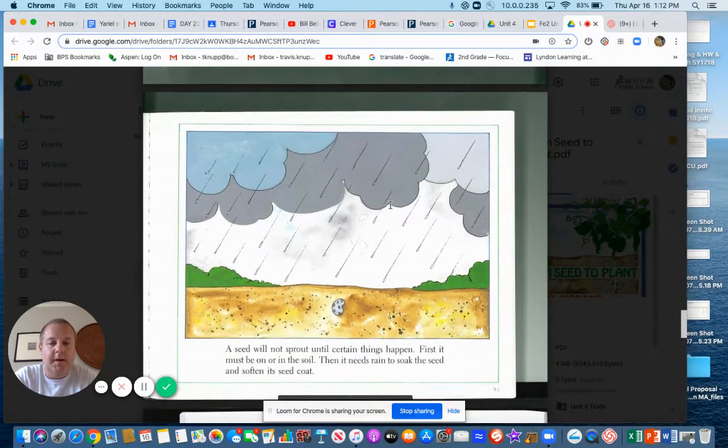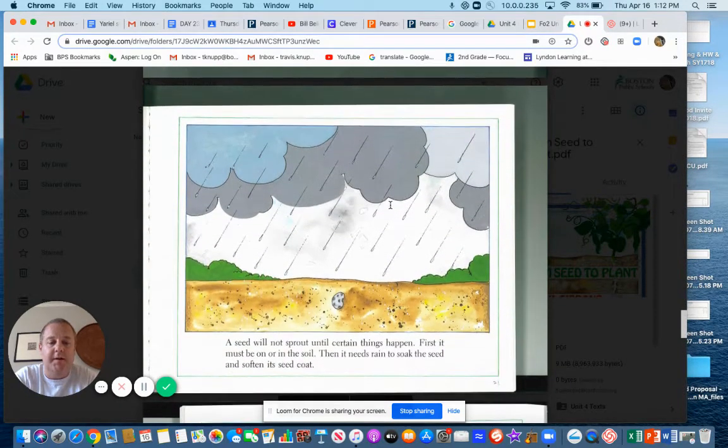A seed will not sprout until certain things happen. First, it must be on or in the soil. Then it needs rain to soak the seed and soften its seed coat. So when I started the peppers in my window, I took the seeds from the peppers I dried and let them sit under wet paper towels in a dark place so that the wetness would break down that seed coat, and that's when the sprouts start to come. And then after that is when I put them in the dirt. So that's a human helping the seed grow.